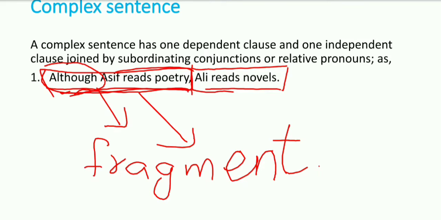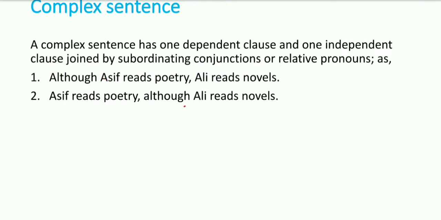Next we have the example: Asif reads poetry although Ali reads novels. Now here we changed the order, from first to second and second to first. Same is the case, but we have put the subordinating conjunction "although" with the second clause, "although Ali reads novels." So now what is the difference between these?